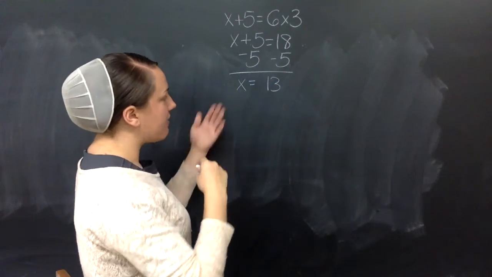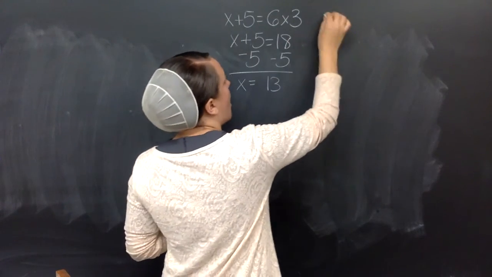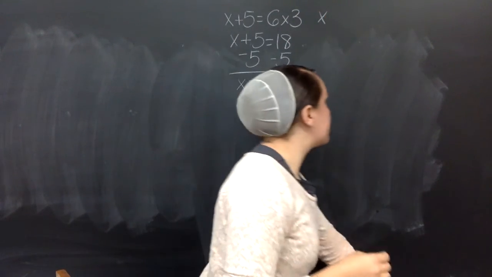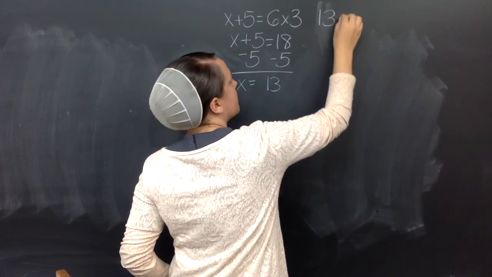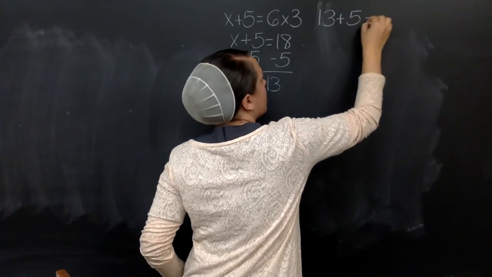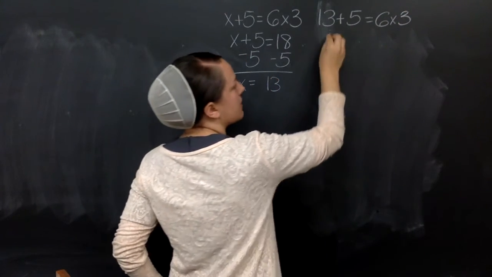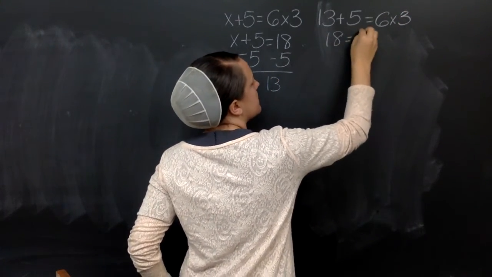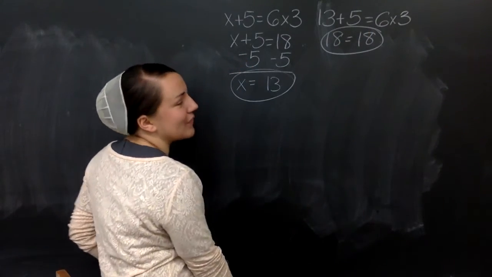And to check if x actually equals 13, we're going to write our equation out again. And instead of writing x, like I just did, we're going to put 13 in place of x and see if it came out correctly. So 13 plus 5 is 18. 6 times 3 is 18. So x does equal 13.